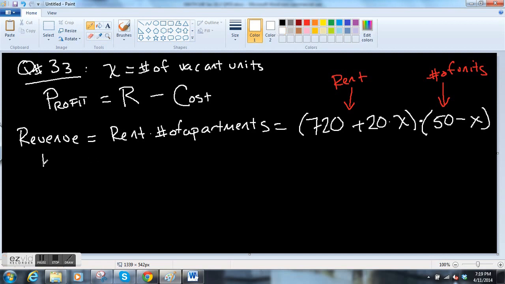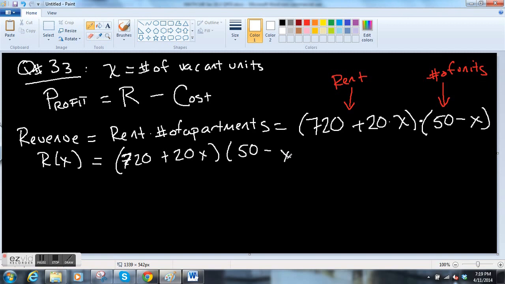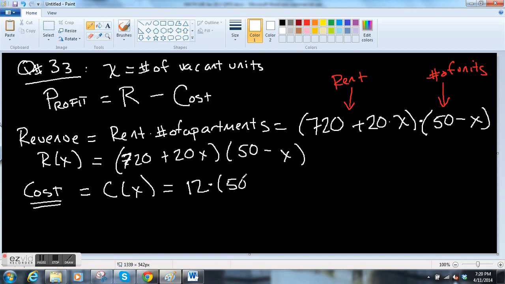Okay, so your revenue function of x is going to be equal to, I'm just going to leave that this way right there, 720 plus 20x times 50 minus x. Okay, the cost function, how much does it cost you? So you have some cost of x that is apartment manager fees, light, utilities, whatever, and that's going to be $12 a month times the number of units, 50 minus x.